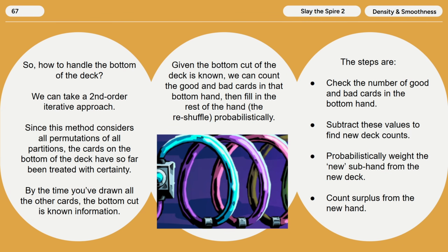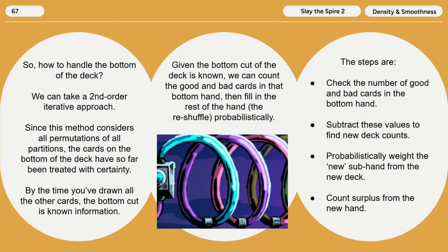Well, I take a second order iterative approach. Since this method does consider all the permutations of the partitions, you can treat the bottom cards of the deck with certainty. You know exactly how many cards of each type, green and red, are going to be on the bottom. By the time you've drawn all the other cards, the bottom deck is known information, and given the bottom cut of the deck is known, we can then also count the number of good and bad cards in the bottom hand. We can subtract those from the total deck number, call that the reshuffle, the new deck, and then we can draw those 2 or 3 or 4 remaining cards from the new deck and analyze the new hand probabilistically as well.